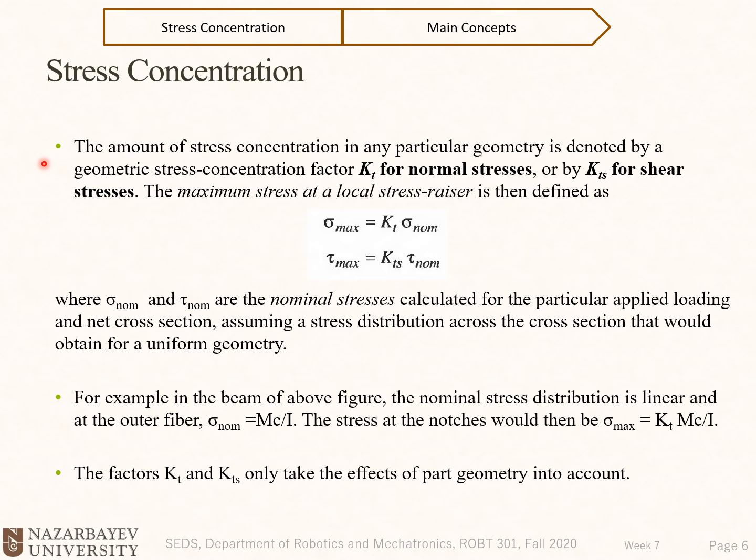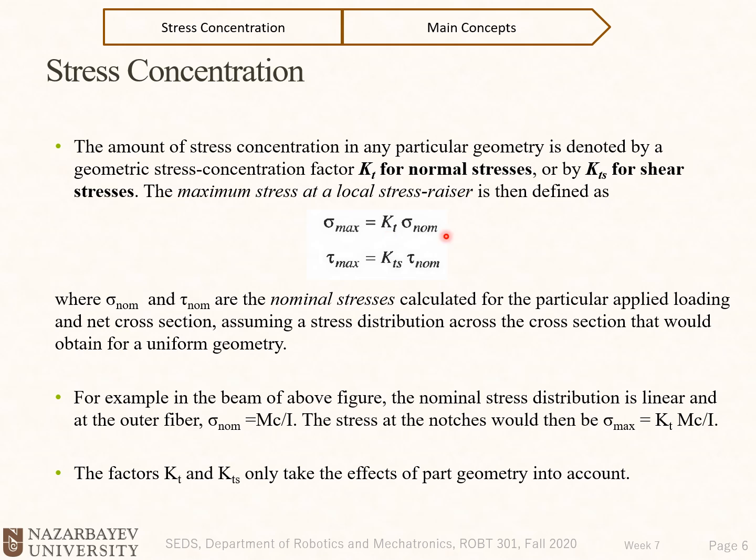The maximum stress at the local stress raiser is then defined as sigma max equals Kt multiplied by sigma nominal, and tau max equals Kts multiplied by tau nominal, where sigma nom and tau nom are the nominal stresses calculated for the particular applied loading and net cross section, assuming a stress distribution across the cross section that would obtain for a uniform geometry.